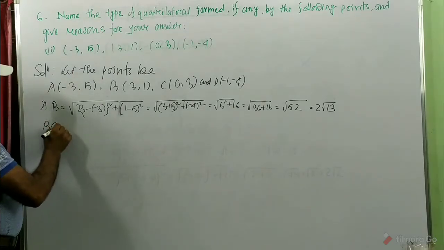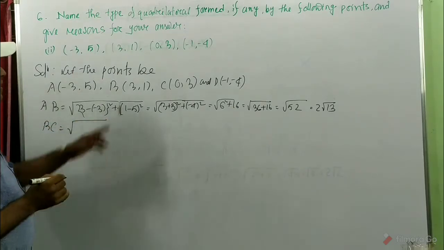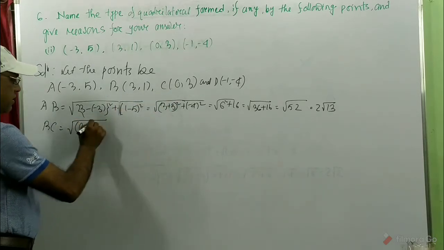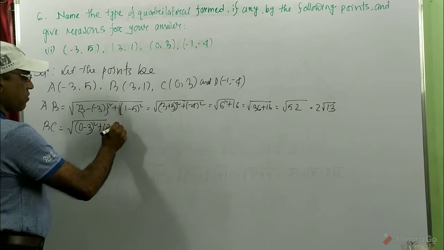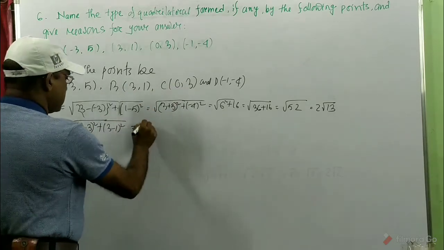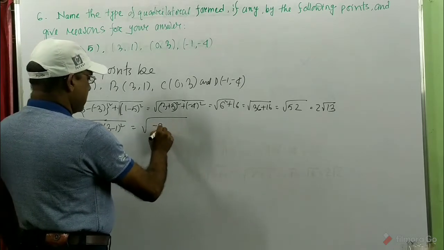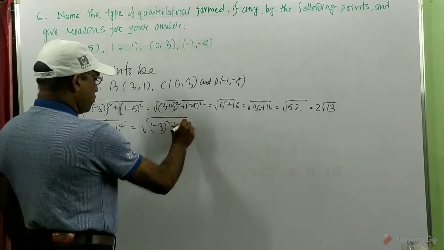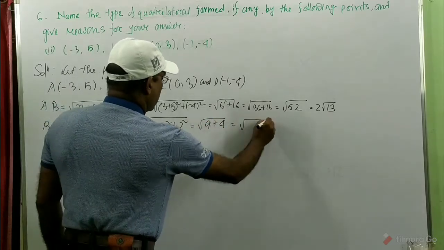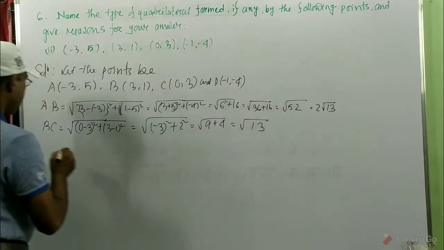Now BC. BC, what do we get? (0 minus 3) whole square plus (3 minus 1) whole square. This equals minus 3 whole square plus 2 square. This is 9 plus 4, root over 13. CD.